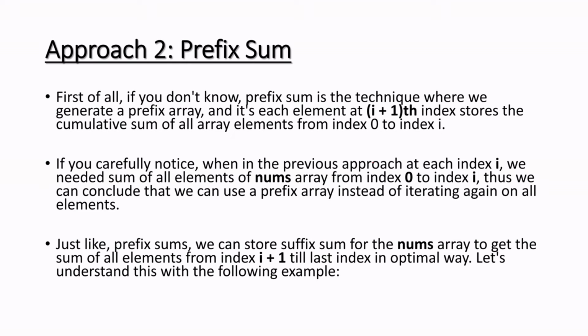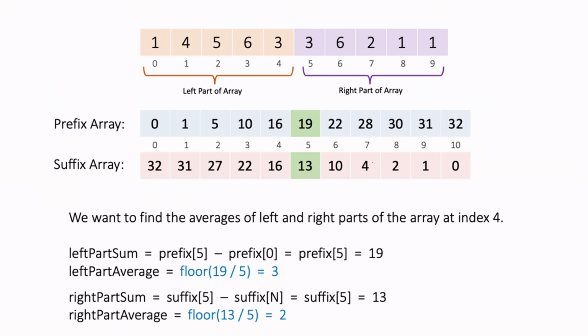Okay. Now the third one is that, just like the prefix sum, we can store a suffix sum for the nums array to get the sum of all the elements from I plus 1 to the last index in an optimal way, and that's why we don't need to iterate again and again to do the sum. As you can see here, we have two parts, the left part of the array and the right part of the array, correct.